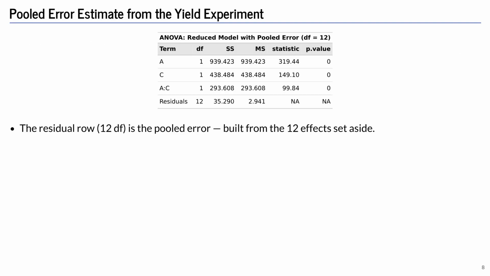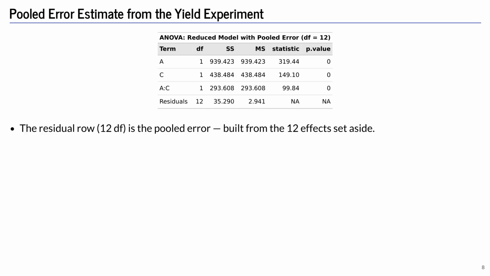Here is the ANOVA table from the reduced model. Focus first on the bottom row, the residuals row. It shows 12 degrees of freedom. Exactly as expected, 1 for each of the 12 effects the half-normal plot judged negligible. The residual sum of squares is 35.3, and dividing by 12 gives a mean squared error of 2.94.